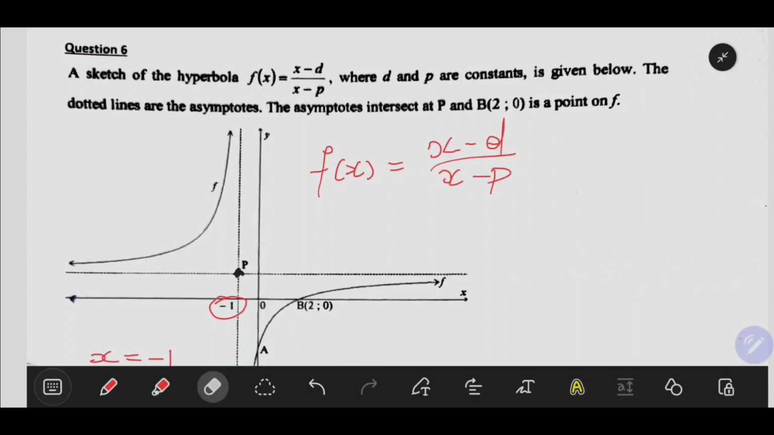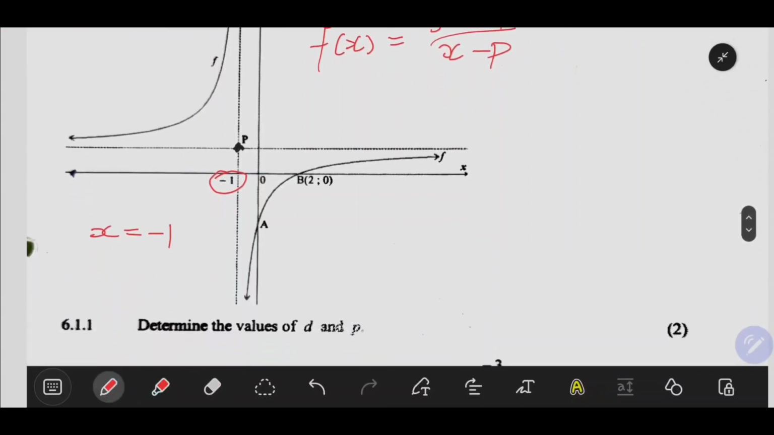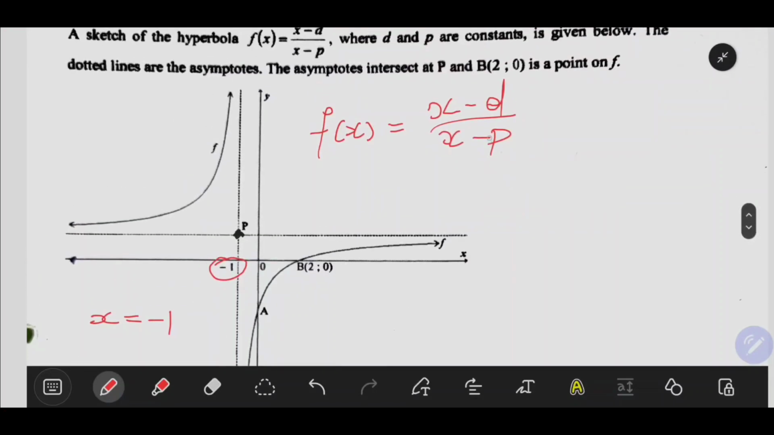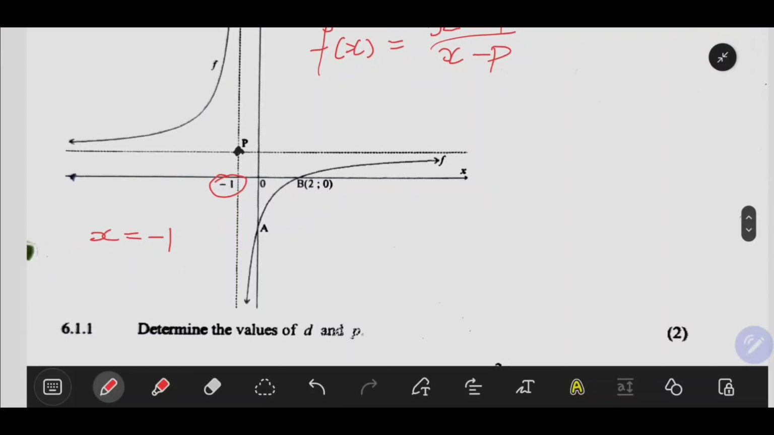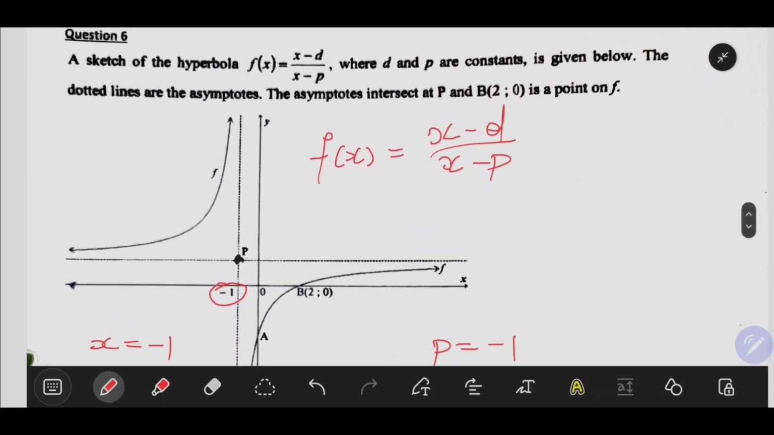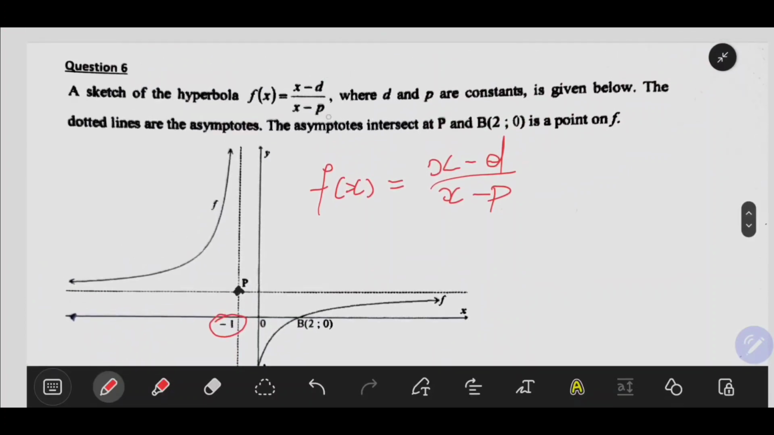Then our x asymptote is -1. So we know that the value of p is -1 in this case, because in the denominator, the value of p is where we find the vertical asymptote. So the value of p, we can see that it's -1. So the value of p is equal to -1. Then how do we find the value of d?